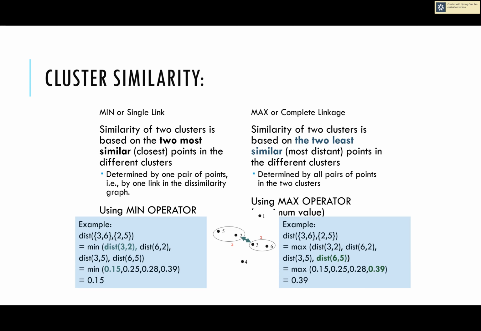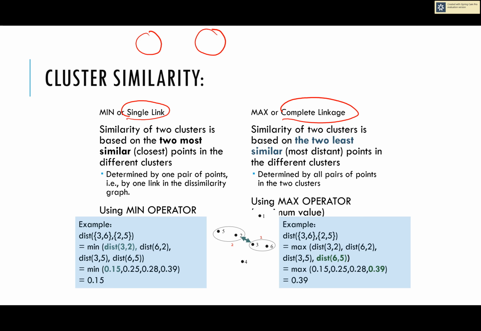So in cluster similarity, okay, you have 2 types, right? Previously, you have minimum and you have maximum. So minimum is actually a single link. Maximum is called complete link. In minimum, it is a similarity of 2 clusters. Okay, 2 clusters. Please remember, it is a similarity of 2 clusters, not 2 points.